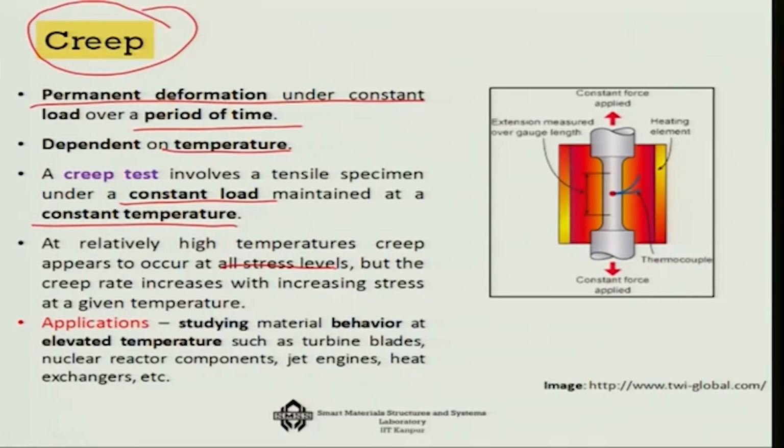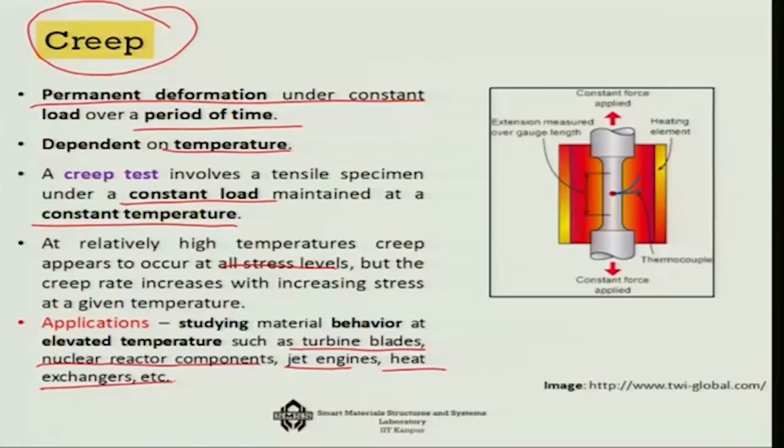because as the temperature increases, the same stress level can actually create much more deformation in the system. Now, this is a very important test, because its application is there in, suppose, turbine blades which work at a very high temperature level, or nuclear reactor components, jet engines, heat exchangers. So, in those applications where there is a stress or mechanical loading at elevated temperature, creep is a must. Okay. So, that is the importance of the creep test.